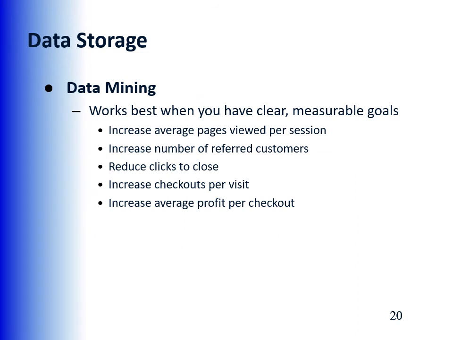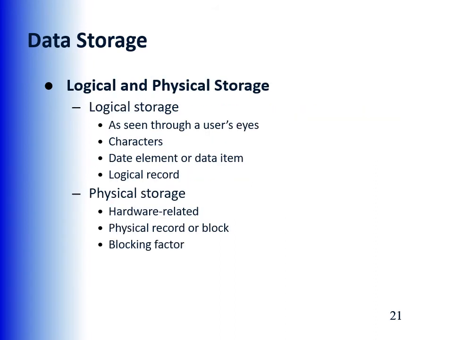Okay, data mining. Data mining is a software that looks for meaningful data patterns and relationships. For example, data mining software could help a consumer products firm identify potential customers based on their prior purchases. Data mining works best when you have clear measurable goals. For example, increase average pages viewed per session, increase number of referred customers, reduce click to close, increase checkouts per visit, and increase average profit per checkout.